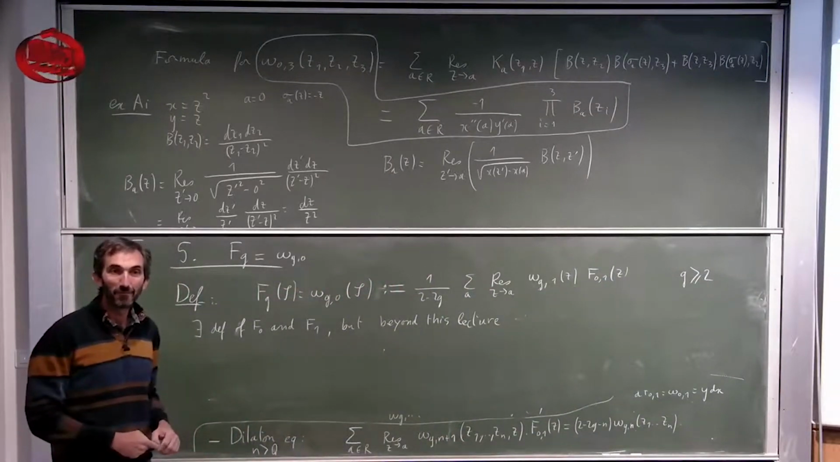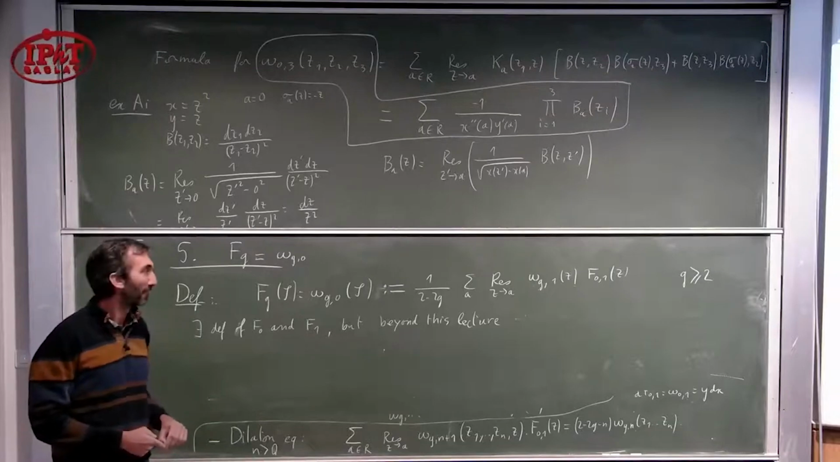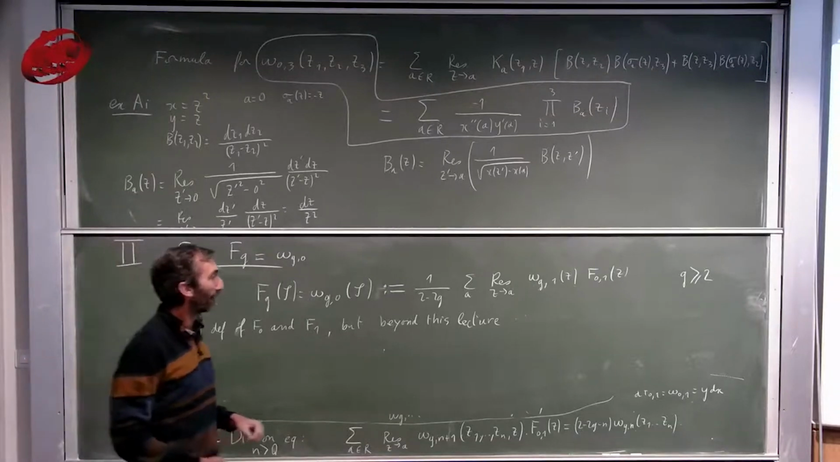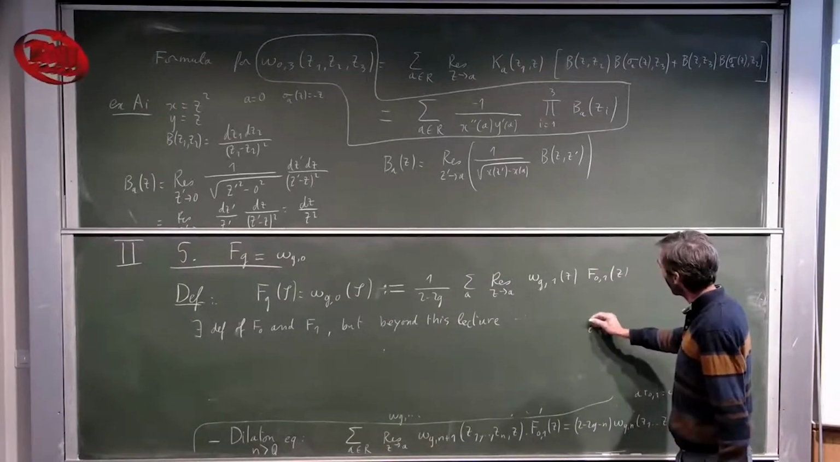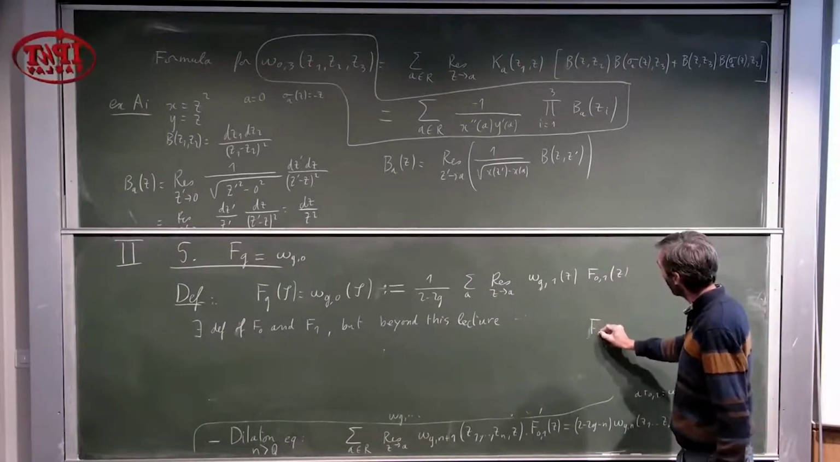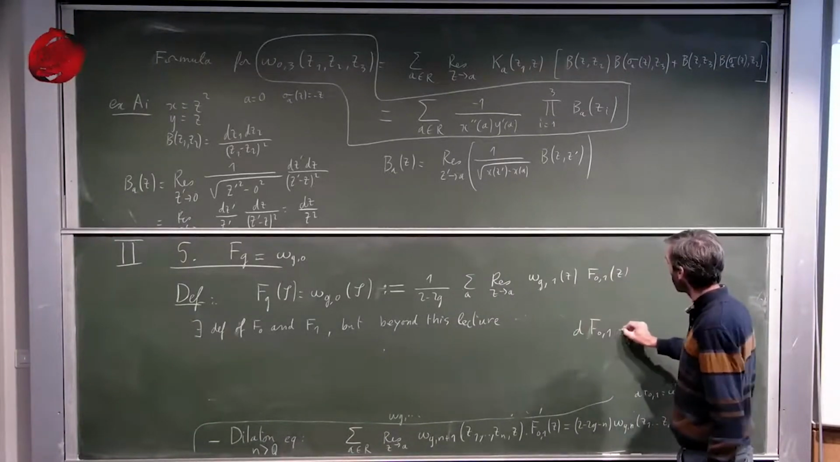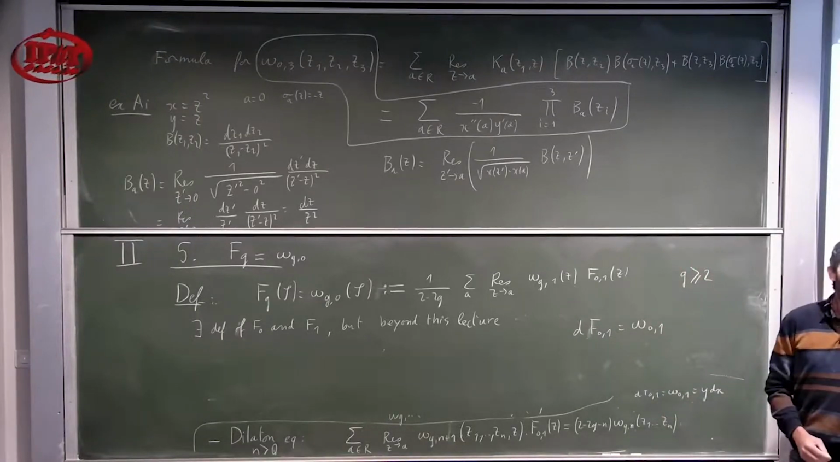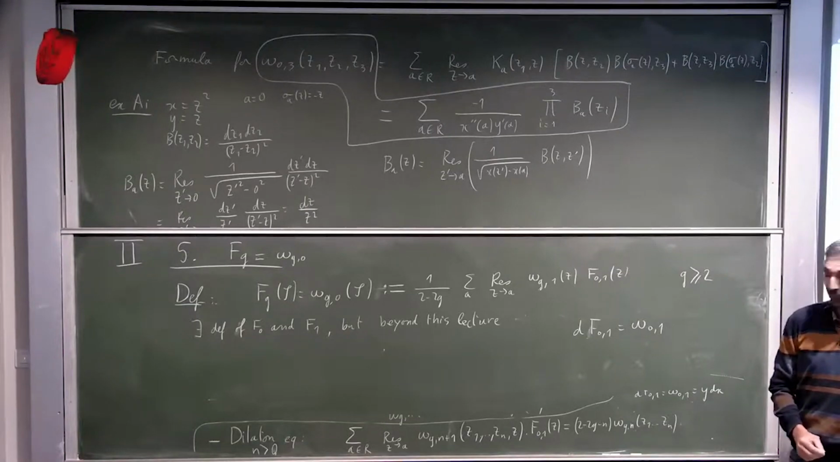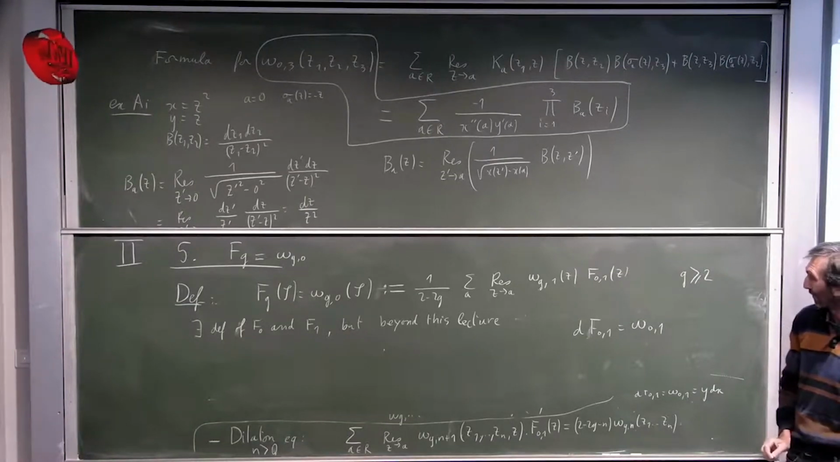So what is on the right of the formula, F01? Remember, it was defined before. Remember that F01 is a function defined locally such that its differential is omega 01. It's any primitive of omega 01, and any will give the same result.